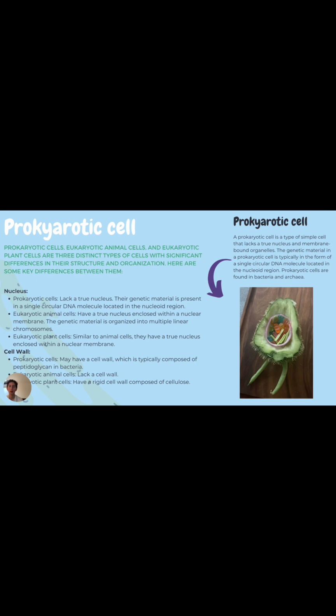Prokaryotic cells may have a cell wall, which is typically composed of peptidoglycan in bacteria. Eukaryotic animal cells lack a cell wall. Eukaryotic plant cells have a rigid cell wall composed of cellulose.